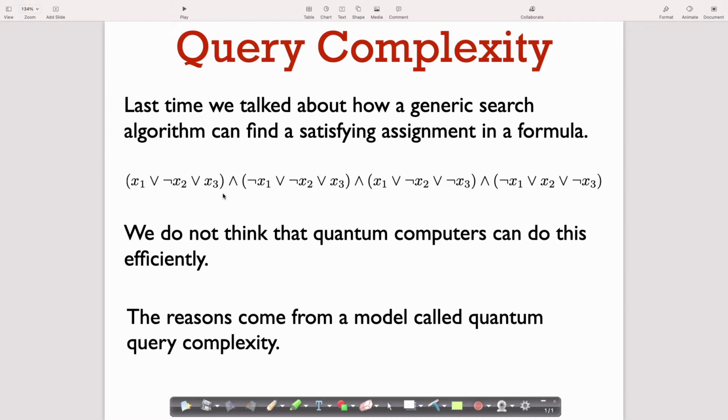Okay, so in this lecture, I'm going to introduce more about quantum query complexity and talk about how we can actually show lower bounds on quantum algorithms in this model of query complexity. And so we can actually show some limitations of quantum computers. We can get some idea of what problems we think that quantum computers cannot solve efficiently.